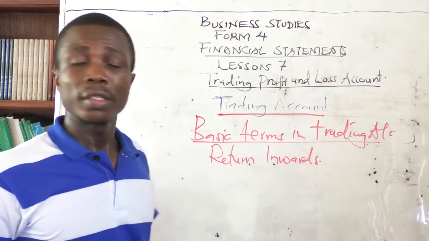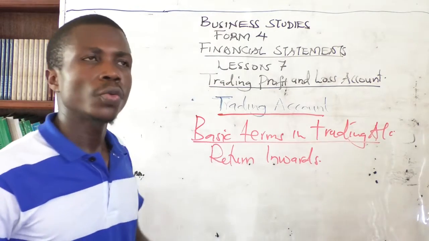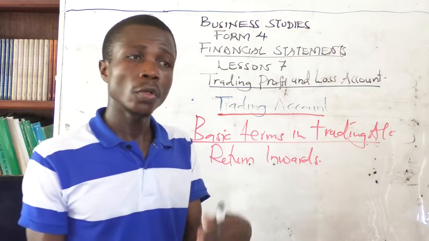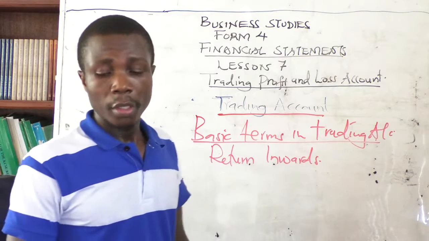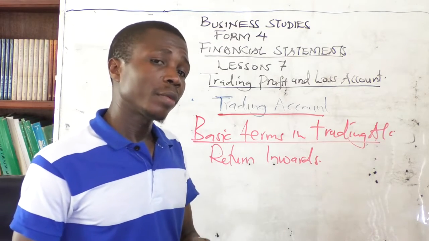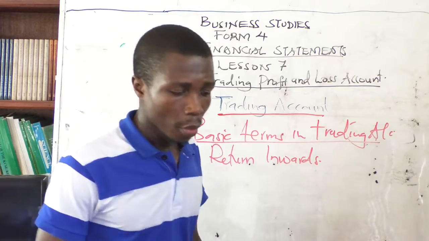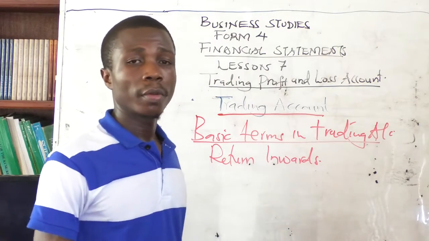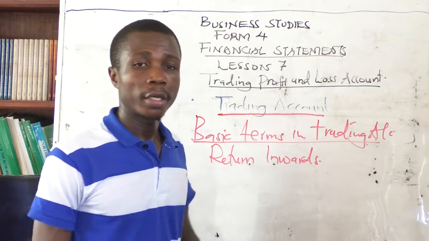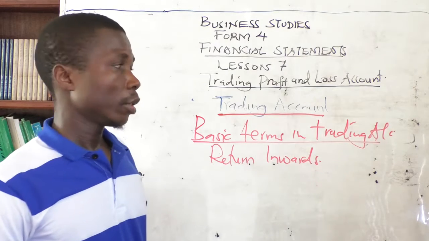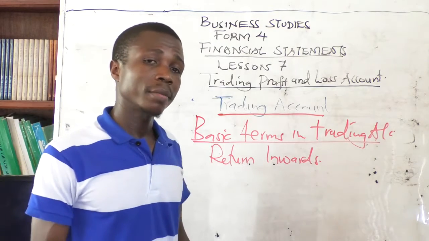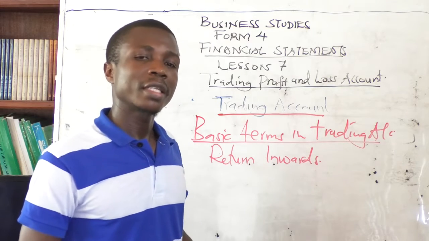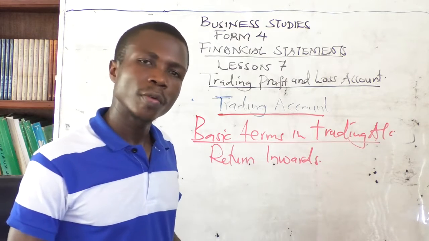So return inwards is when you sold goods. Let's say that as a businesswoman or a businessman, you sold goods to the customer. Then the customer realized that maybe those goods were not okay, or some of them were not up to the standard. Then they returned them back to you or to the business. That is known as return inwards. They are always subtracted from the total sale.